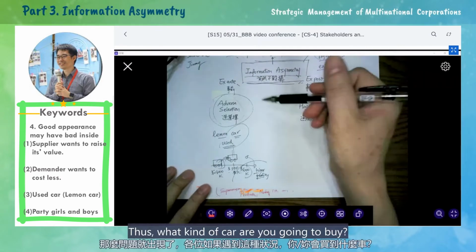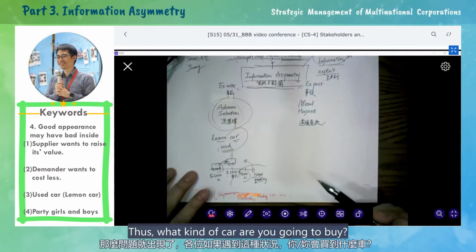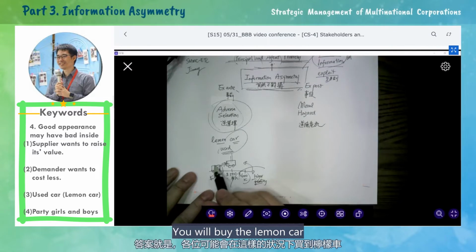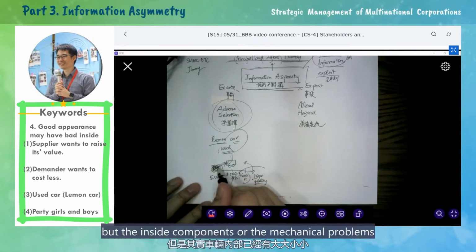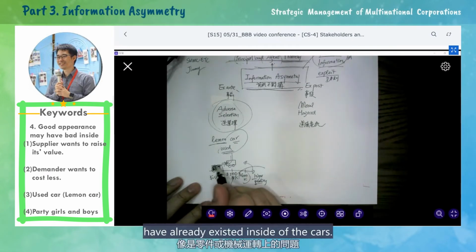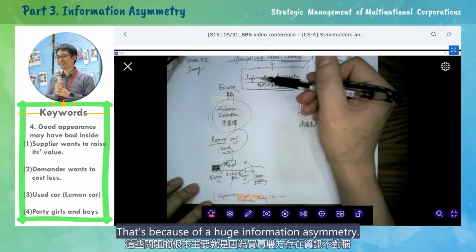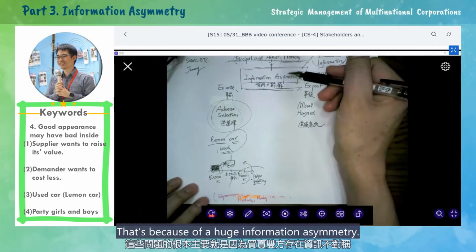So what kind of car are you going to buy? You will actually buy the lemon. The lemon means a car that looks very good from outside, but inside the car, some components or problems already exist. That is because of a huge information asymmetry.